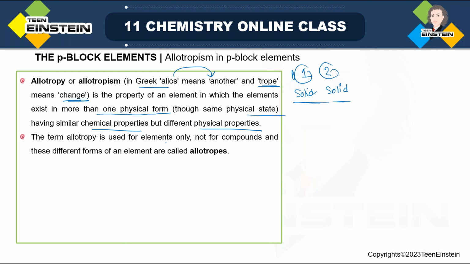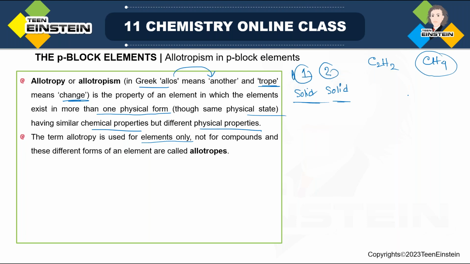This term is used for elements only. I don't think it is applicable for any compounds. This is only for the elemental form. So suppose carbon is from the p block and allotropism is very much observed in carbon. But if you have any carbon compound, suppose acetylene C2H2 or methane, and you are thinking that methane will have different allotropes, no, that is not possible.